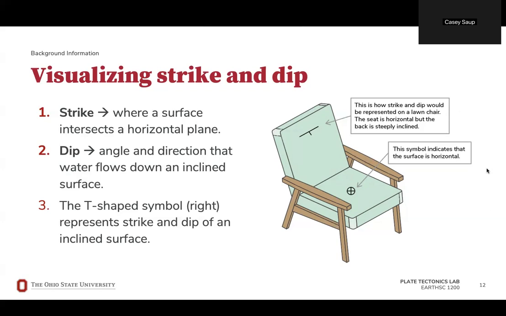Dip is the angle between a horizontal plane and an inclined or tilted surface, measured perpendicular to strike. The surface may be a contact between two rock layers, a fault, or a fracture. Earth scientists use strike and dip to notate 3D geologic features on 2D maps, like a piece of paper or a graphic for a presentation.